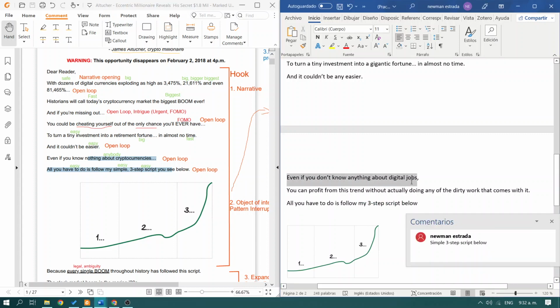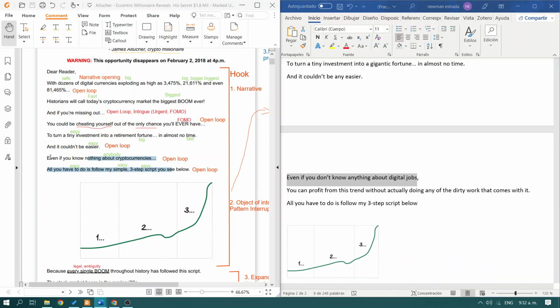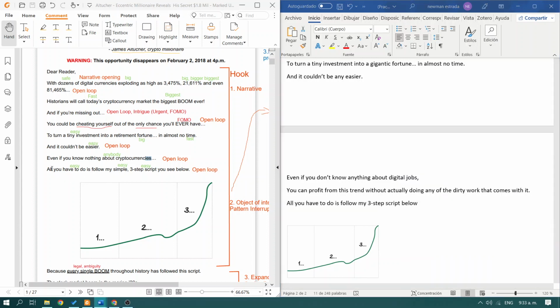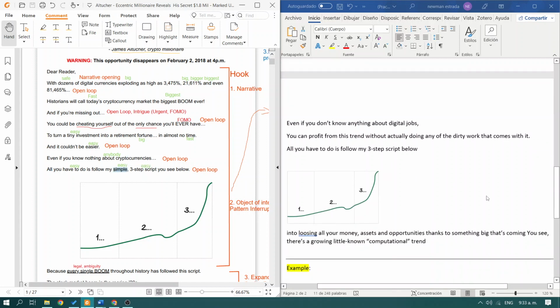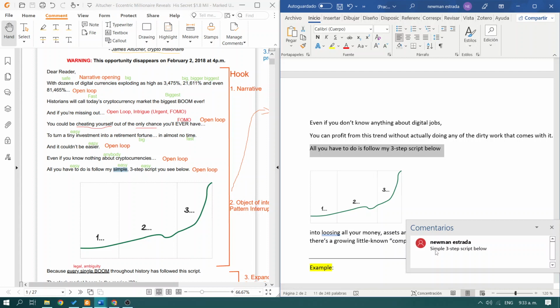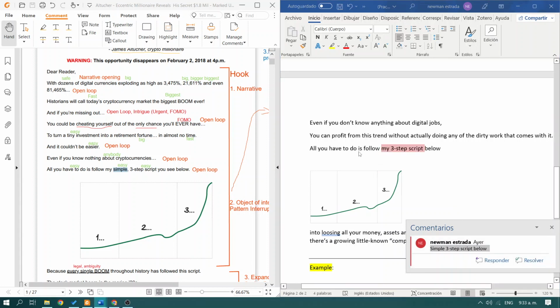Even if you don't know anything about digital jobs, even if you know nothing about cryptocurrencies, you can profit from this trend without actually doing any of the dirty work that comes with it. All you have to do is follow my 3-step script below. All you have to do is follow my simple three-step script you see below. This is a word that I could use, that I didn't use, because you have to make this easy. You have to make it seem easy. And if you say "simple," my simple three-step script below is better to the reader because, okay, it's easy.